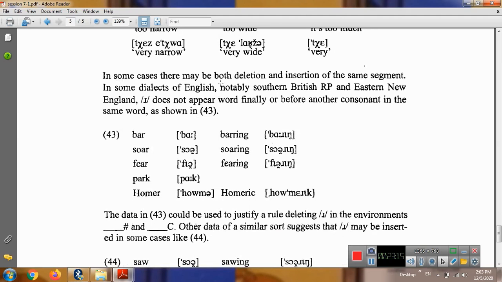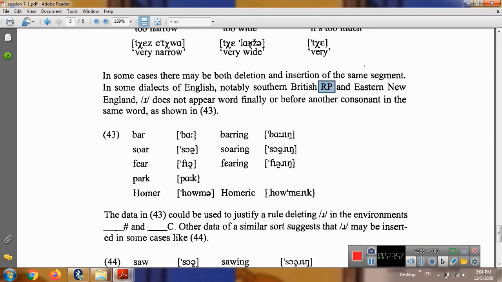In some cases, there may be both deletion and insertion of the same segment. Sometimes in one segment we have both deletion and insertion. In some dialects of English, notably Southern British RP, which I told you means received pronunciation, and Eastern New England, R doesn't appear word-finally or before another consonant in the same word, as shown in 33. Here I made a mistake.